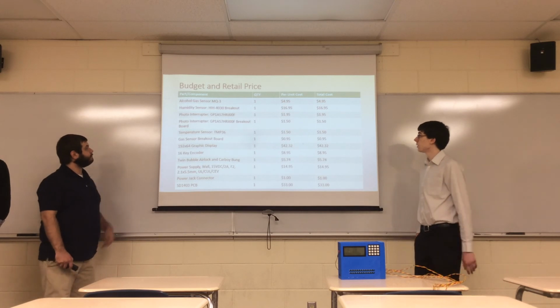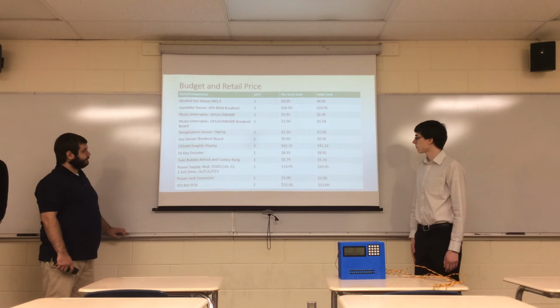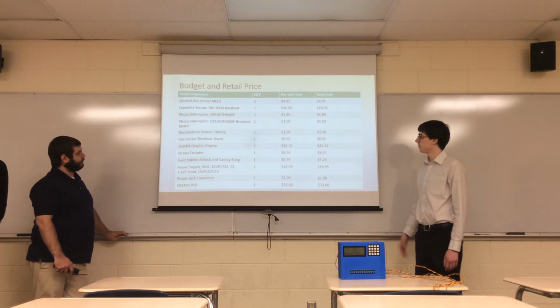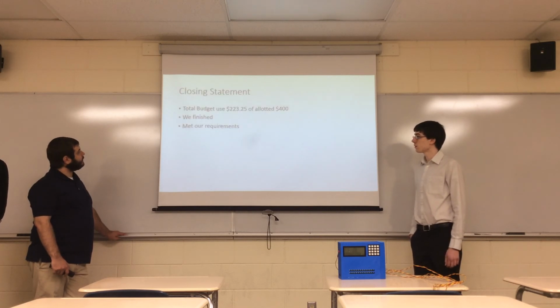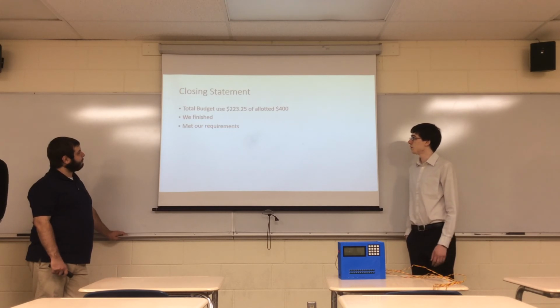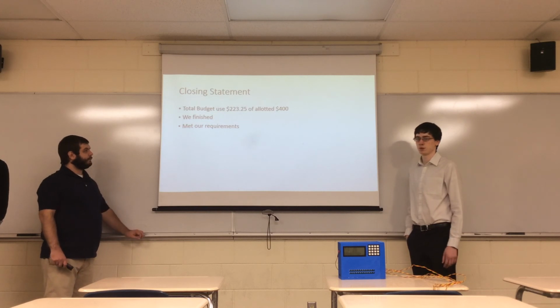So here's our budget and the retail price. Overall, we kept the price down to about $255.95. That's the total of all parts used in 1 unit. So overall, we stayed under budget using only 220 of our 400 allotted budget.